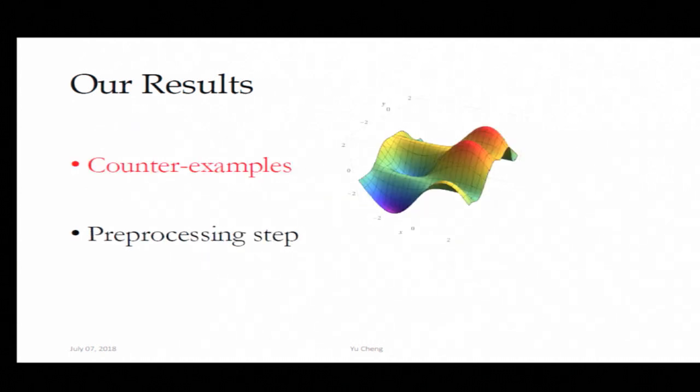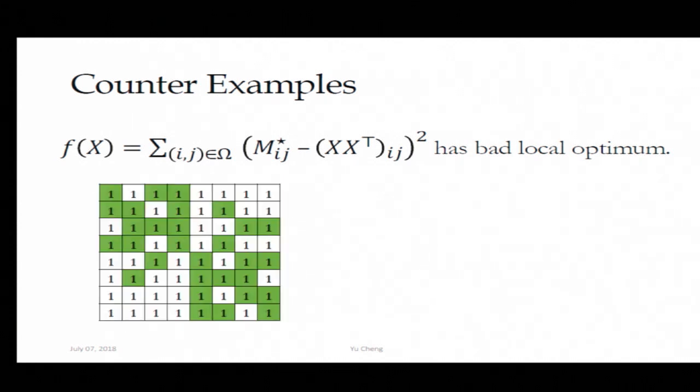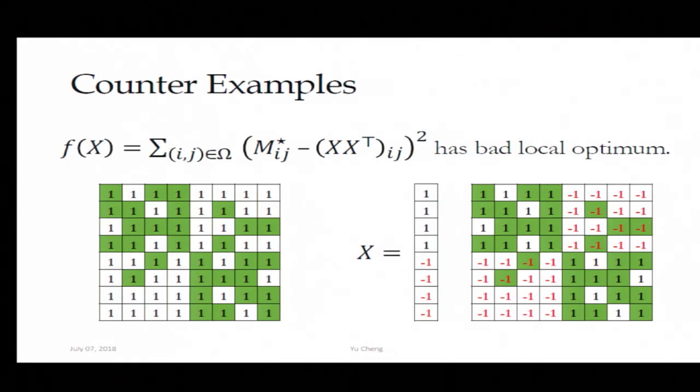Let me start with the counterexamples. This is not going to be an exact counterexample, but I hope it conveys the intuition. The underlying matrix is just the all-ones matrix. It's rank 1. And we observe way more entries on the diagonal blocks compared to the off-diagonal blocks. This is the semi-random setting. And the local optimum you are stuck at is this one, where you get all your diagonal block entries correct, and the off-diagonal blocks horribly wrong.